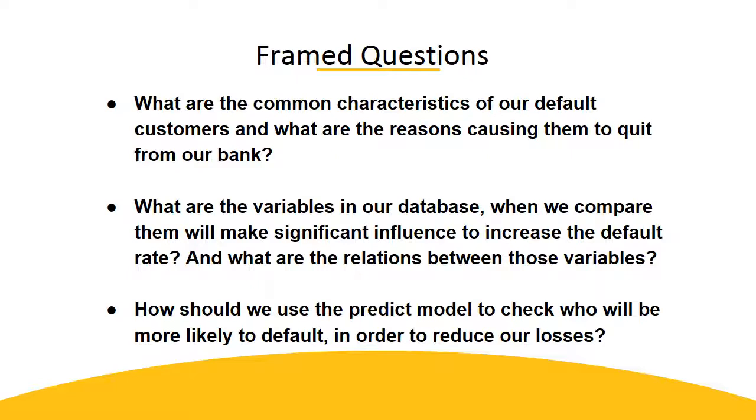So here come our frame questions. What are the common characteristics of our default customers? And what are the reasons causing them to quit our bank? Which variables in our database, when we compare them, will make a significant influence to increase the default rate? And what are the relations between those variables? After we conclude the predict model, the third frame question is: how should we use the predict model to check who will be more likely to default in order to reduce our losses?